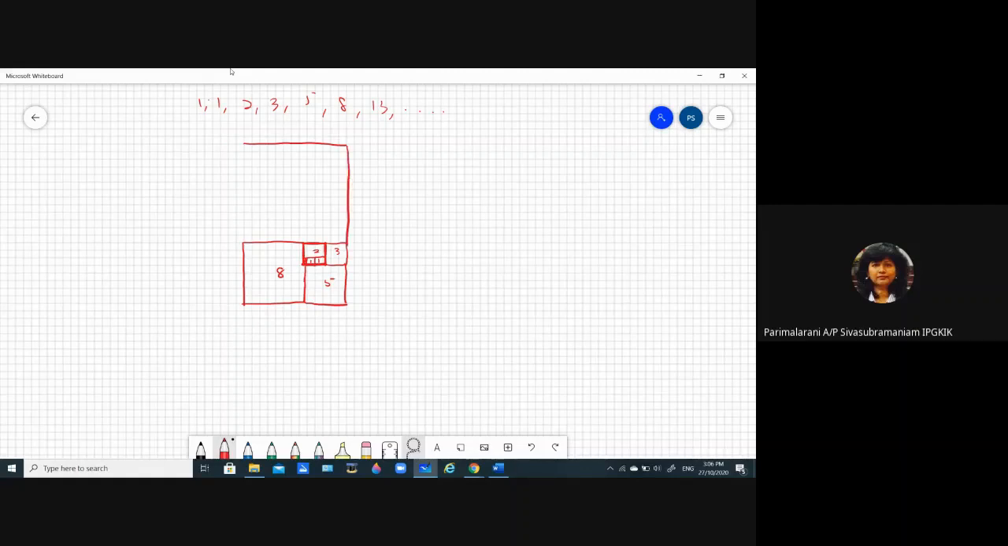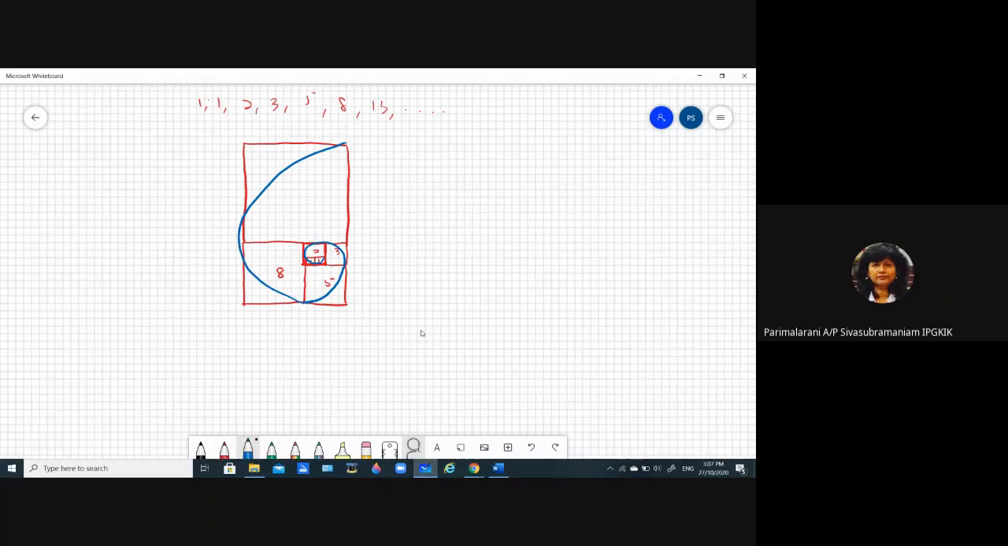Each time we draw a rectangle. So let's try and draw our spiral on top of this. Once we've drawn this, we can draw our spiral. So which way is the spiral going to go? It's going to go from 1, 2, 3, 5. So it has to go this way, like that.